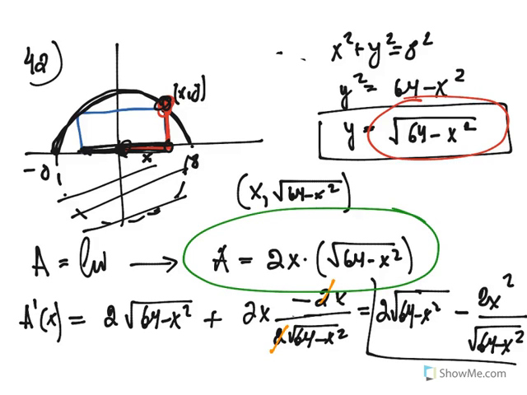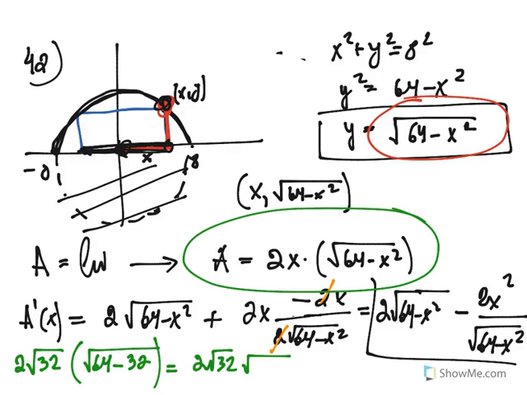So if you plug in square root of 32, you get 2 times the square root of 32, and then the square root of 64 minus the square root of 32 squared, which is just 32. So you get 2 square root of 32 times the square root of 32. And square root of 32 times itself is 32, times 2, you get 64. And that would be option E.